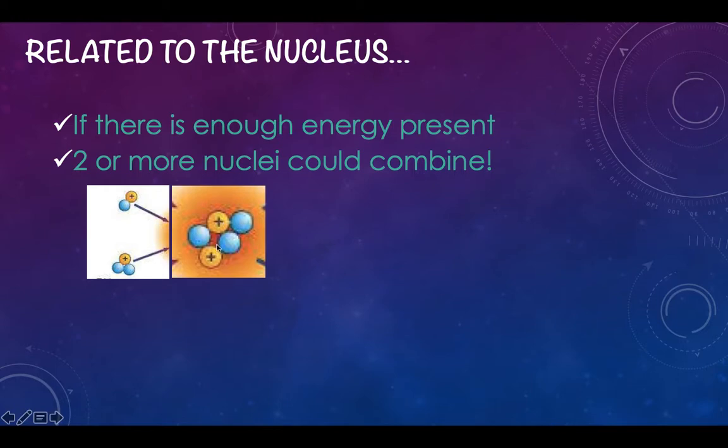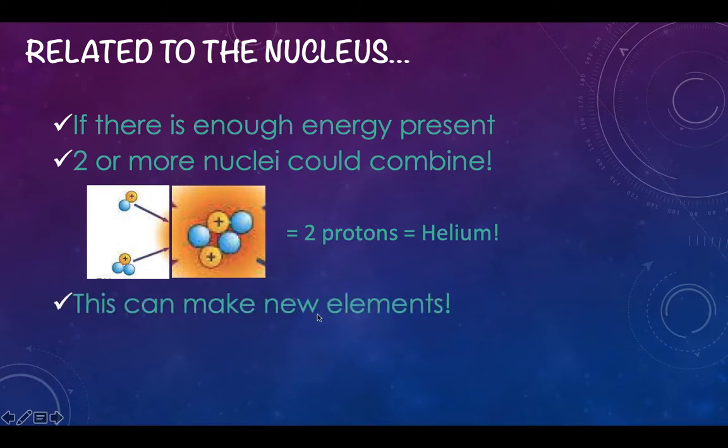Now it has 1, 2 protons and 1, 2, 3 neutrons. But it's the 2 protons that identify the atom. So now this would be helium. So you can make new elements by smashing together nuclei. Now it takes a lot of energy to do that. And so that's why, like I mentioned, sometimes the lab-made elements don't stay around very much, because we don't have enough energy to keep those nuclei together.